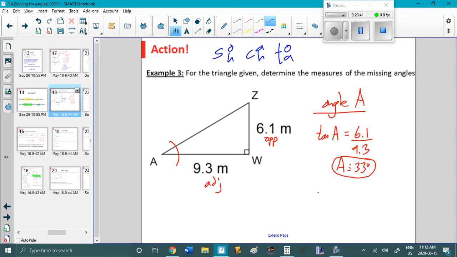And then for angle Z, I know that these two angles add up to 90, so Z is going to be 90 minus 33.